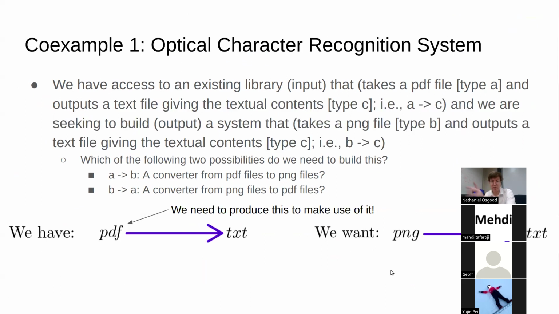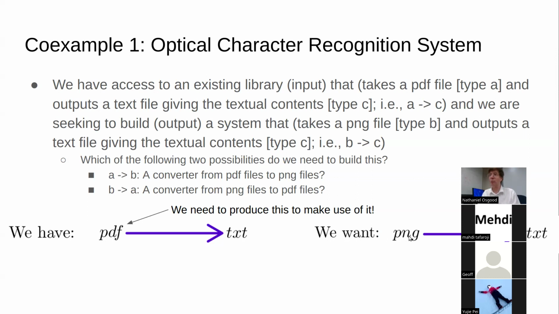Now suppose instead that we have something the reverse. We have a library that takes a PDF file and outputs a text file, something like this, right? And we want to build something that takes a PNG file and outputs a text file that gives the textual contents. So we have this library. We want to get this way of turning PNGs into text. What could we do? Do we need something that turns PDFs into PNGs?